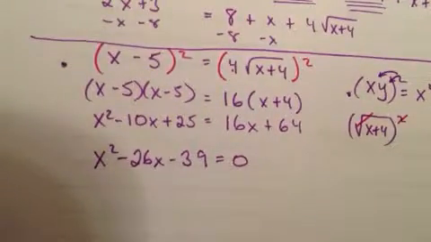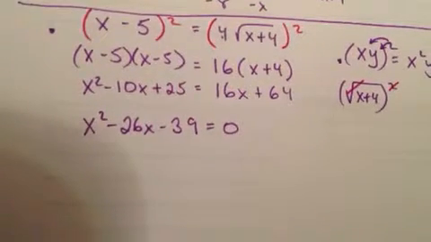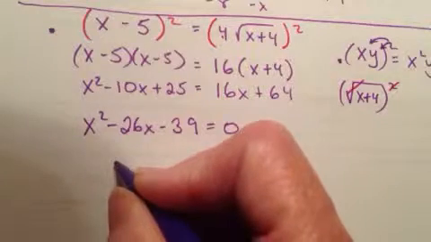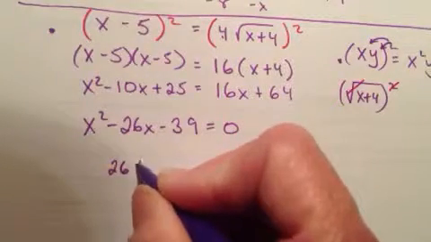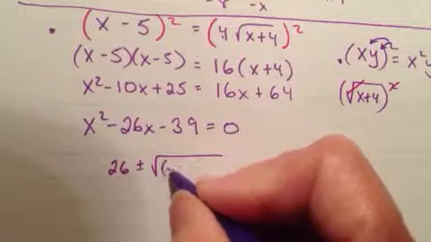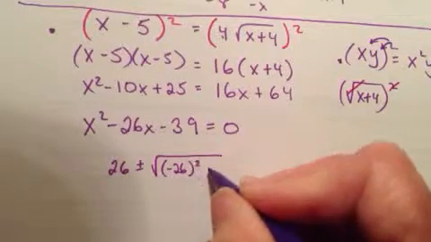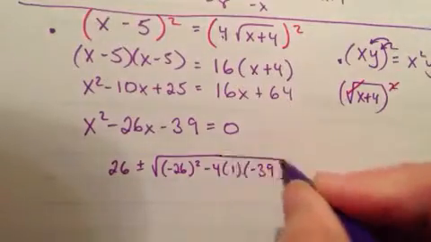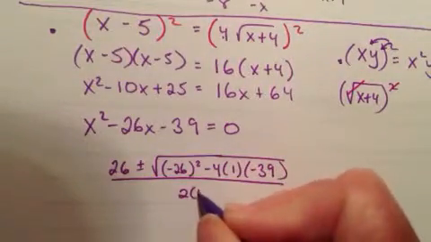And this is a quadratic. I always like to check first to see if it factors. If you can factor it quickly, then go ahead and factor it. But if not, then you can always use the quadratic formula. So this one does not factor, so we're going to go ahead and use the quadratic formula. So this is going to be opposite of b, so we're going to have positive 26 plus or minus the square root of negative 26 squared minus 4 times 1 times negative 39, all over 2 times 1.